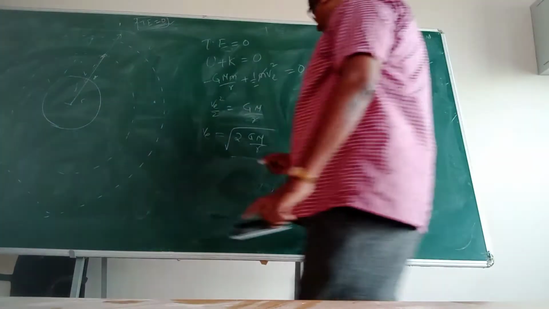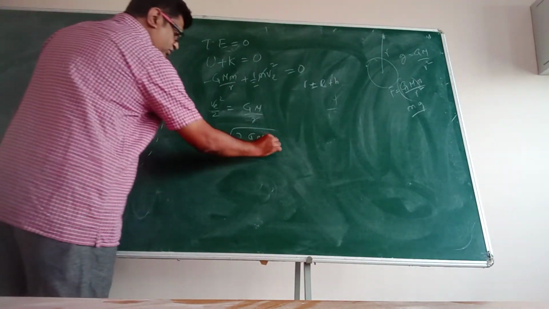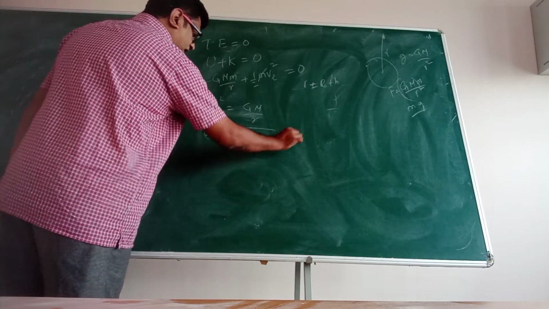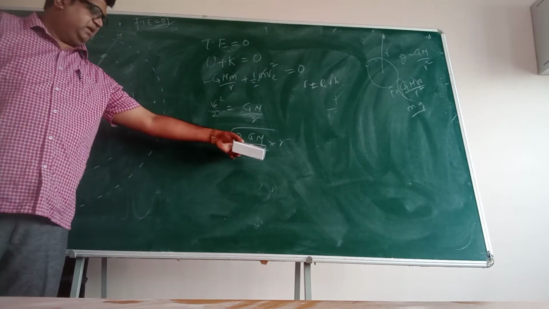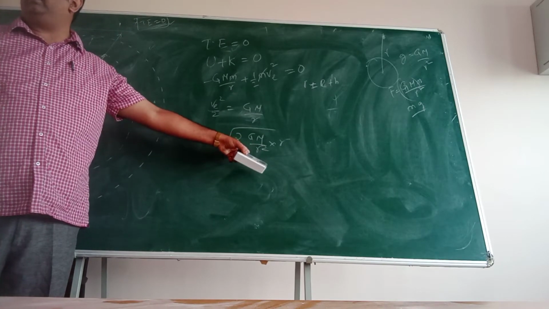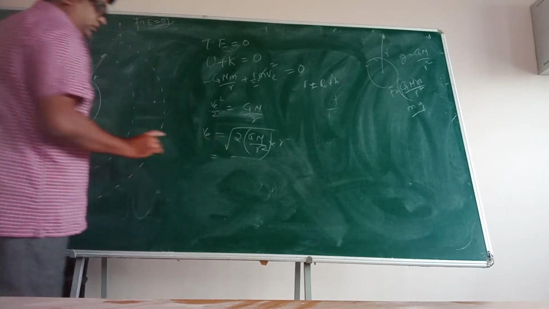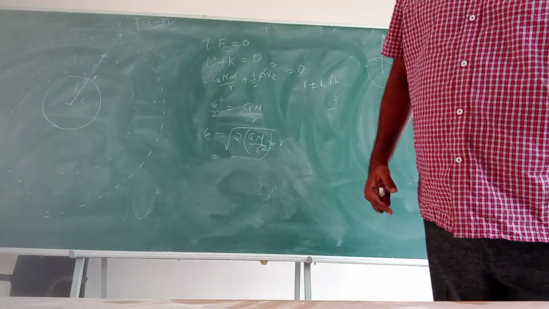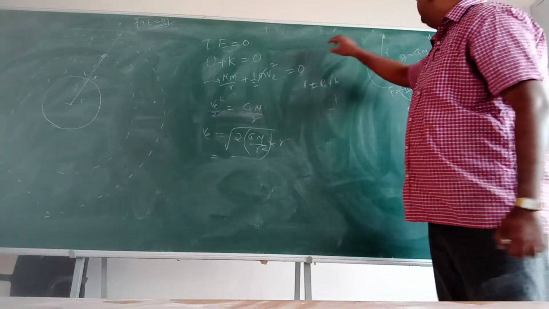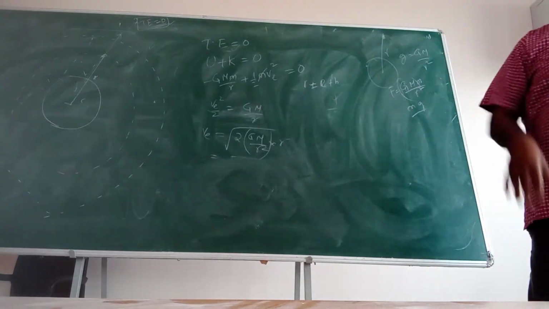So here we can do one thing: GM by r square into r. I multiplied the numerator and denominator by r. So this value is your g. Now this g is not the g at the surface of the earth. This g value is the g value at this location. It is not 9.8. It is less than 9.8.